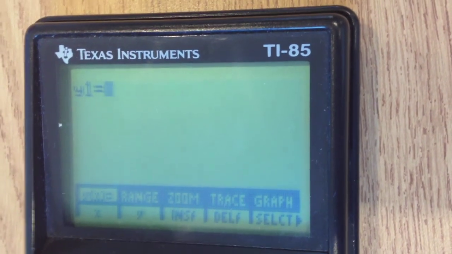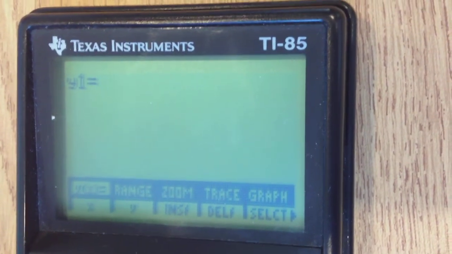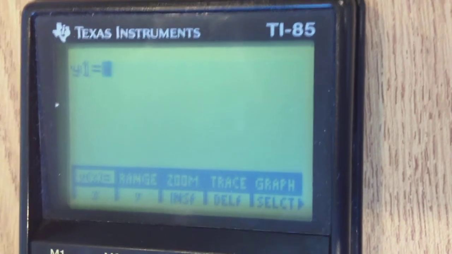This is problem 39, part C, which involves some graphing. Note that this is a different calculator, a TI-85.